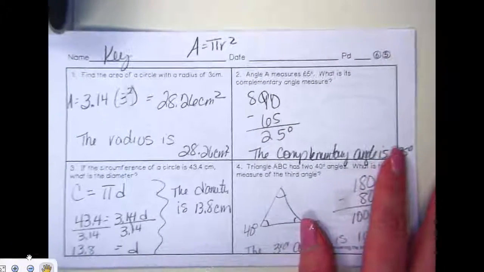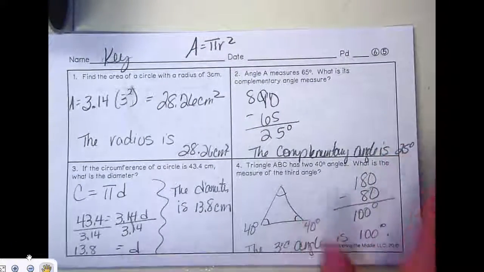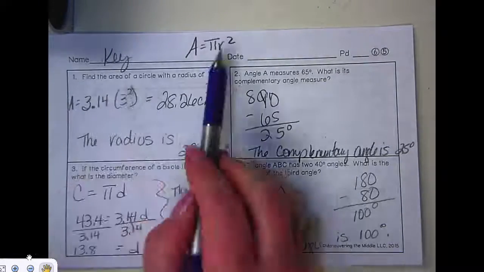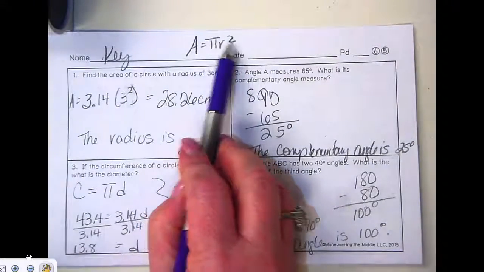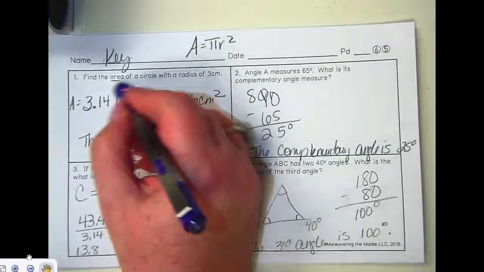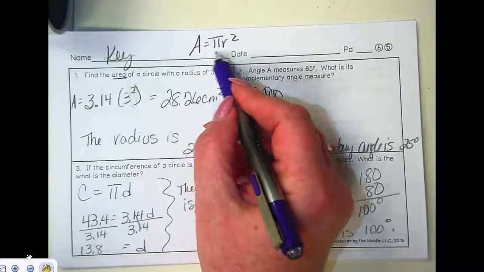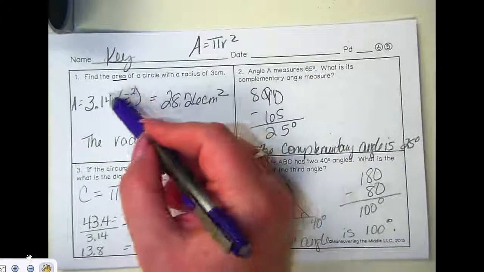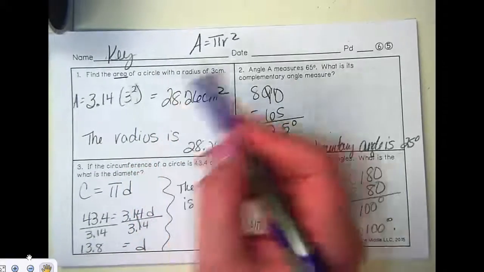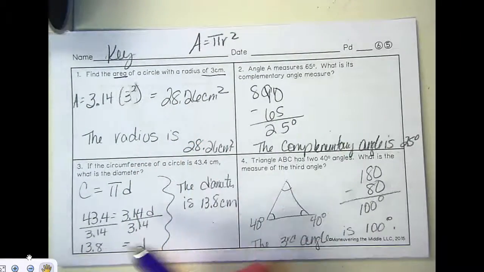Warm up 65. Number 1, find the area of a circle with a radius of 3 centimeters. So, area equals pi r squared. Always start with the formula. We're looking for area, so you start with area equals pi r squared. So, area equals 3.14 times the radius squared, and the radius is 3.